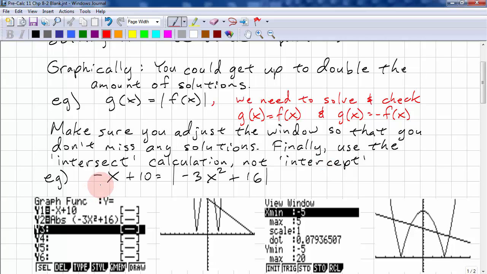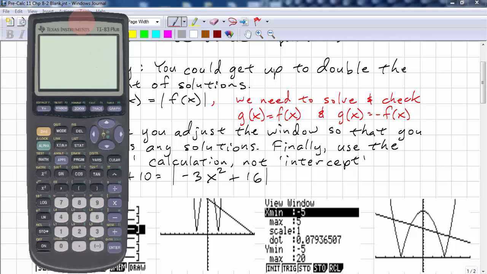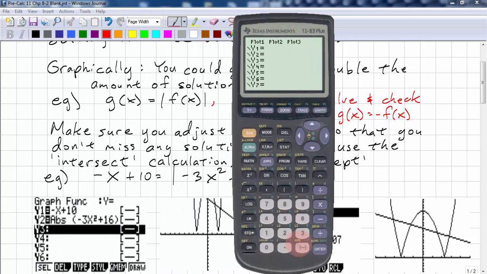So here's an example. Negative x plus 10 equals the absolute value of negative 3x squared plus 16. So let's enter that on the calculator. Now we just need negative x plus 10 and the absolute value. Remember, this is math. We scroll over right one and we get absolute value, and negative 3x squared plus 16. And graph.